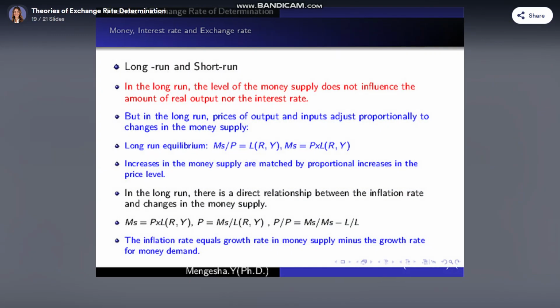In the long run, money supply changes don't affect real output or interest rates, but do lead to proportional changes in price levels. This means inflation rates are directly related to money supply growth minus money demand growth. This relationship helps explain why sustained increases in money supply lead to inflation, which in turn influences exchange rates over time.